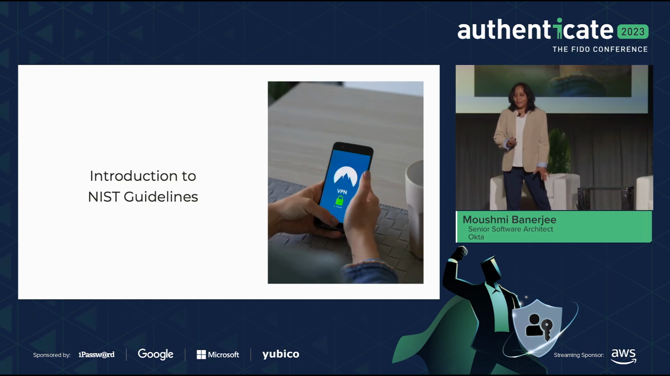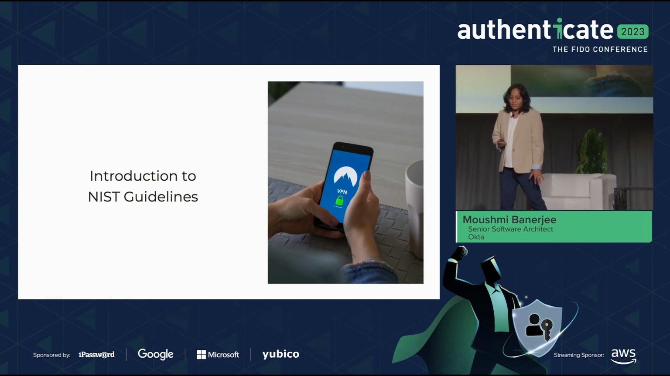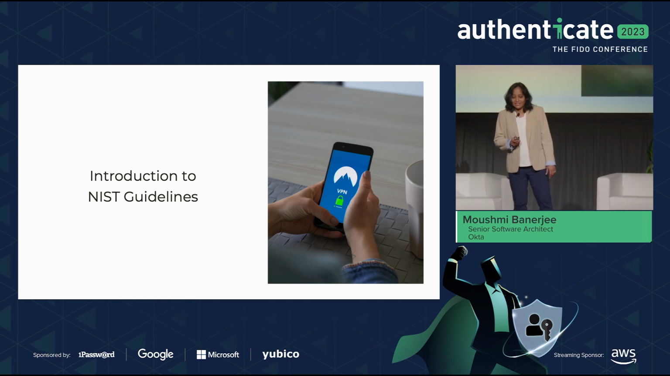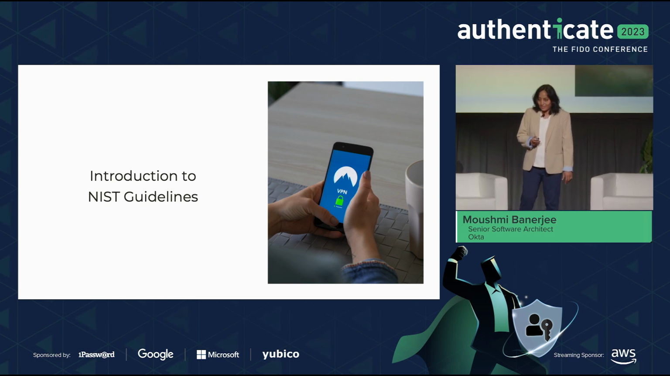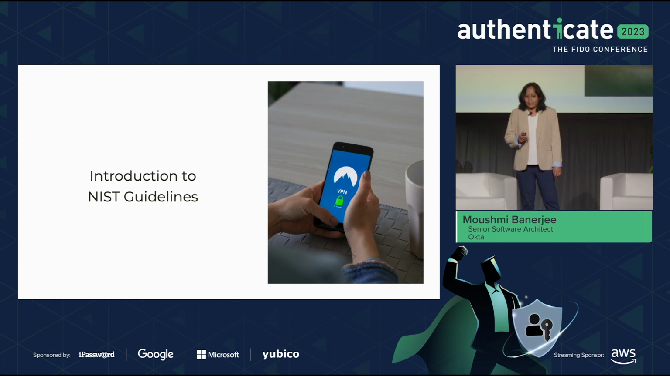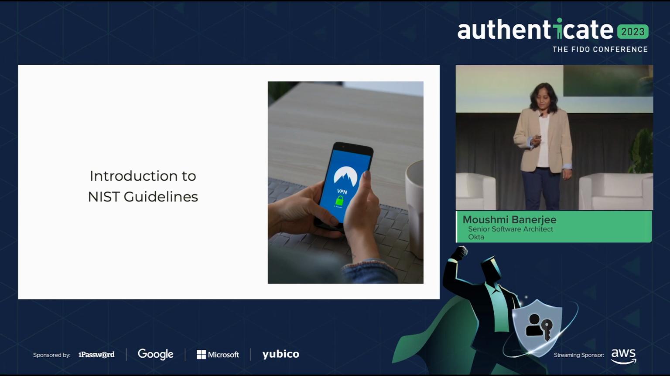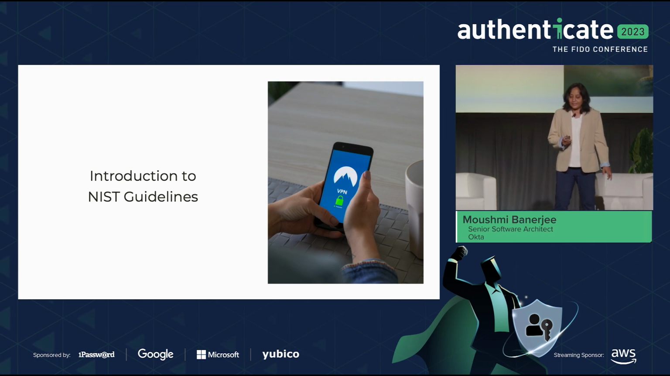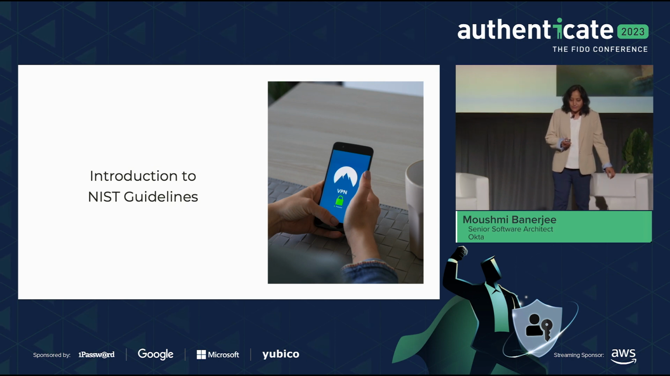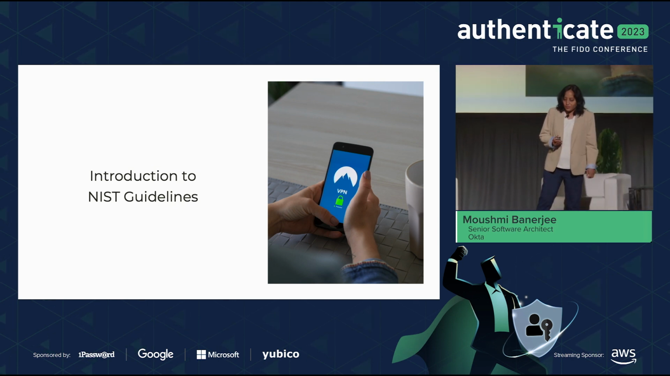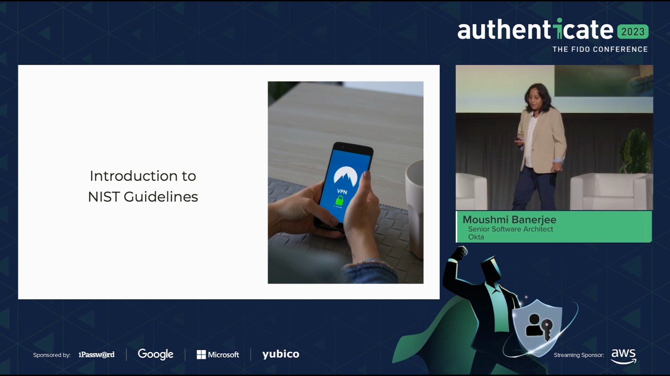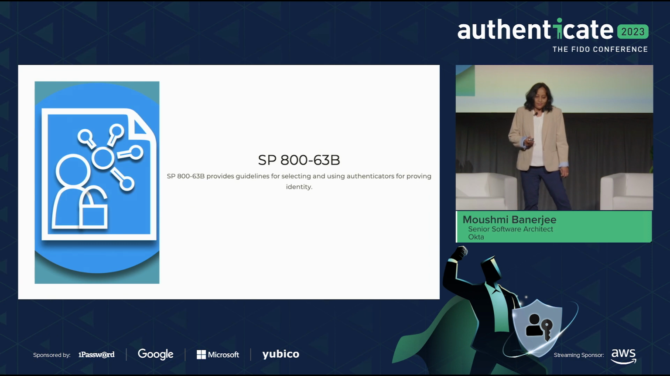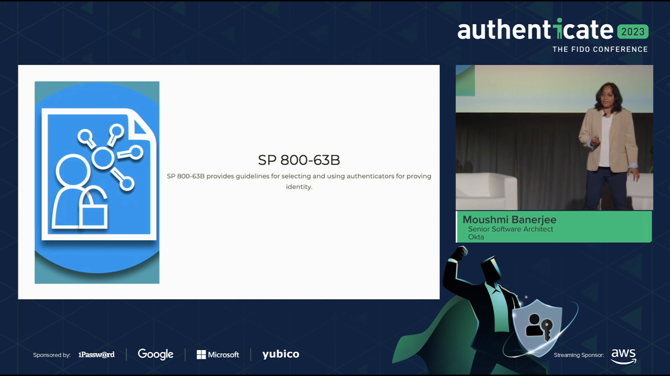Now that we've looked into FIDO, I would like to change track and talk to you about NIST guidelines. NIST provides guidelines for assessing and managing risks with different levels of assurance for authentication systems. It also classifies authentications into various types like passwords, PINs, cryptographic devices, USB tokens, hardware tokens, biometrics, OTPs, out of band, etc. In this talk, I'm going to focus on SP 800-63.